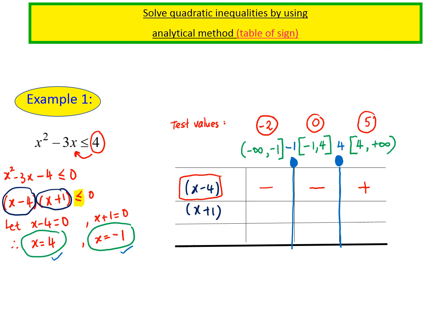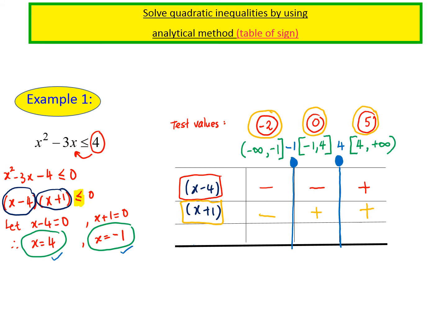And now the next line. The next line, I still use the same test value, that is x equals to negative 2. What happened when I have x plus 1? See your calculator, what is negative 2 plus 1? It will give me negative 1, that is negative. Test value now is x equals to 0. So when I have 0 plus 1, I get positive 1. And the last test value is 5, so I put it inside x plus 1. I get 5 plus 1 equals 6, which is also positive.